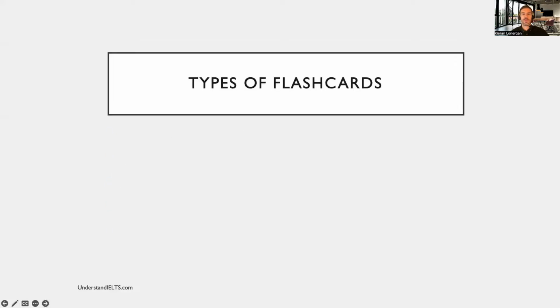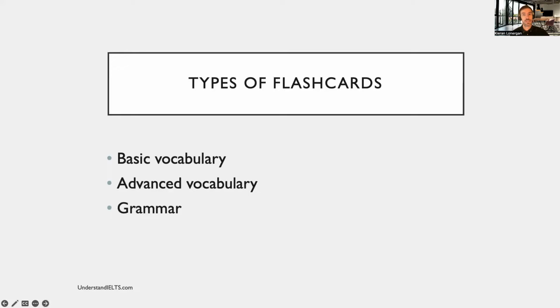So there are different types of flashcards that you can make for different purposes. If you want to learn basic vocabulary, you have to make a specific type of flashcard. For advanced vocabulary, you need to make a different kind of flashcard. And again, for grammar, there is a separate type of flashcard that you have to make. In the previous lessons, we looked at how to make flashcards to learn basic vocabulary and advanced vocabulary. And this lesson will be all about how to make flashcards to learn grammar.